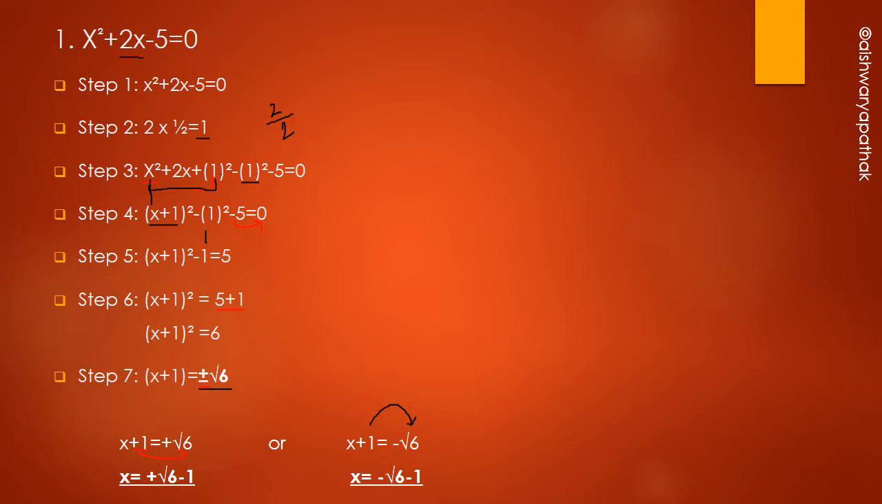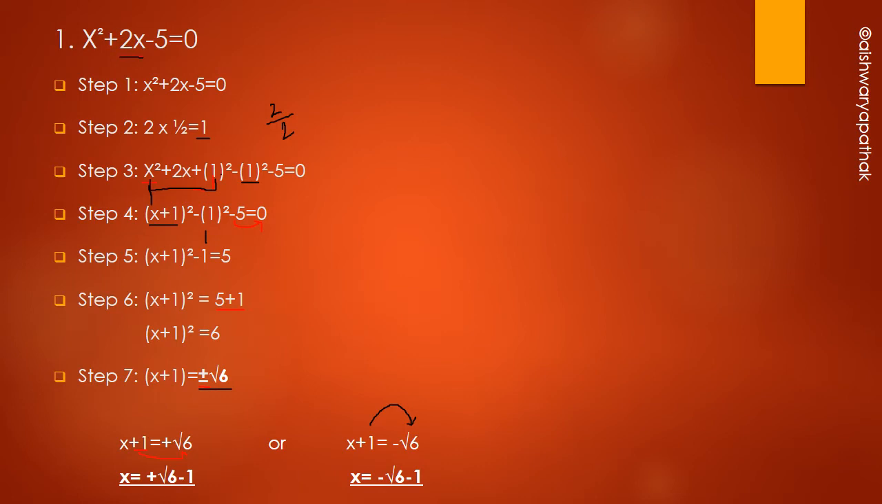Okay. Now the next step is plus 1 will go to the other side. When it goes to the other side, it will become minus 1. Hence the answer is x is equal to plus under root 6 minus 1. Same way on the other side, plus 1 will go to the other side, so it will become minus 1. So the answer will be x is equal to minus under root 6 minus 1.